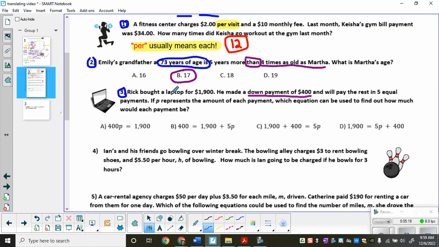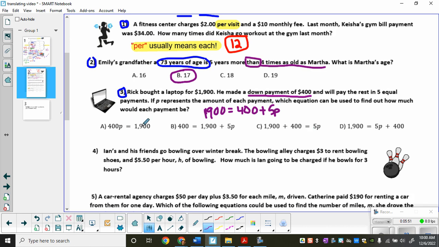It looks like here for Rick, if the laptop is $1,900, let's go ahead and put 1,900 equals, and 400 of it he's going to go ahead and pay in the store. That's the down payment, plus now the 5 equal payments. We don't know how much each payment is going to be, but he's going to make 5 of them. And plus the $400 that he paid in the store will pay for the $1,900 laptop. So we just translated it, and now we just need to match down here which equation it is.